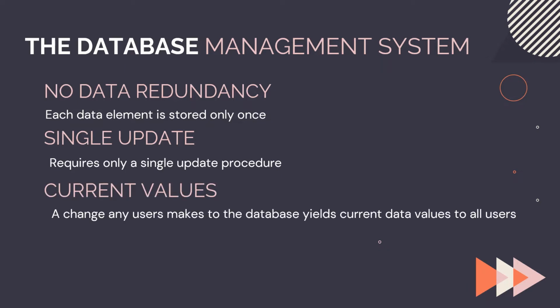Next, we have current values, in where a change any users makes to the database yields current data values to all users. So for example, if data A or B is updated, then if users 1 or 2 access any of that data, then the information that they would get is up to date. Okay?